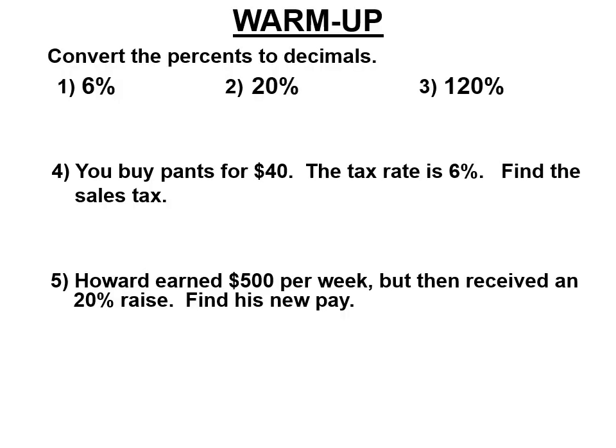6% as a decimal, right? We have this shortcut, right? Because we go 1, 2, it's 0.06, because 6% is 6 out of 100, which is also 0.06, 6 hundredths. 20%, therefore, is 0.2. It's 20 hundredths, which is 2 tenths. 120% is 1.2, because it's 120 out of 100, which is 12 tenths, which is 1 and 2 tenths.